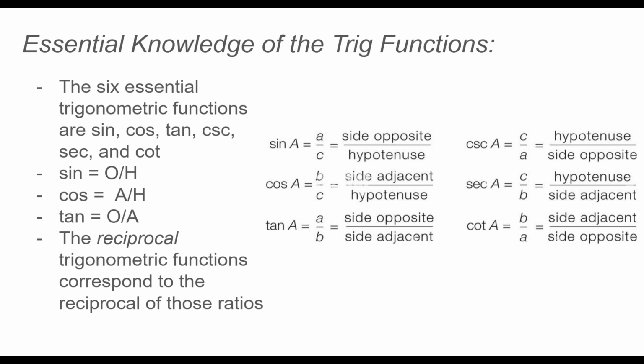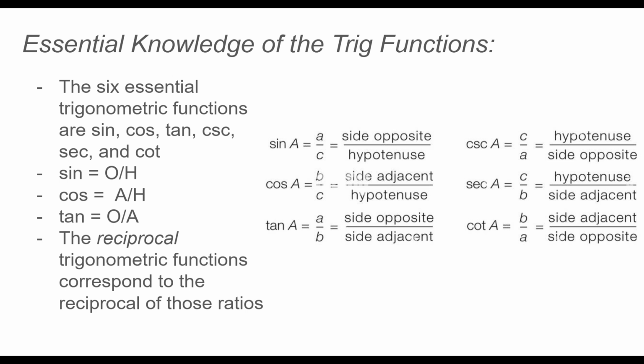The 6 essential trigonometric functions are sine, cosine, tangent, cosecant, secant, and cotangent. Each function corresponds to ratios of the sides of a triangle in correspondence to a certain angle, where sine is derived from the ratio of the opposite side to the hypotenuse, cosine from the ratio of the adjacent side to the hypotenuse, and tangent from the opposite to the adjacent.